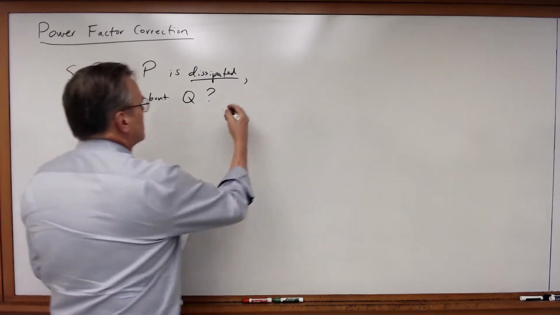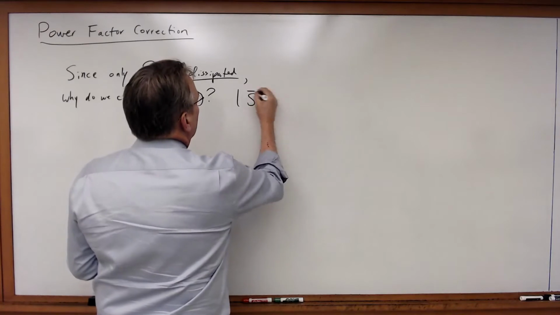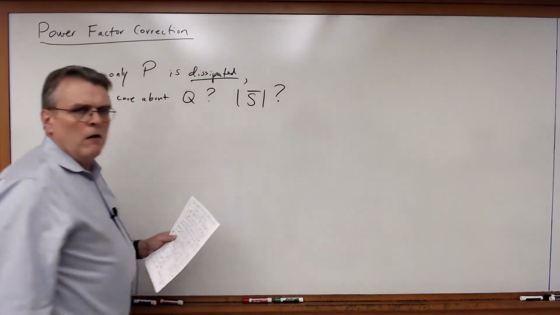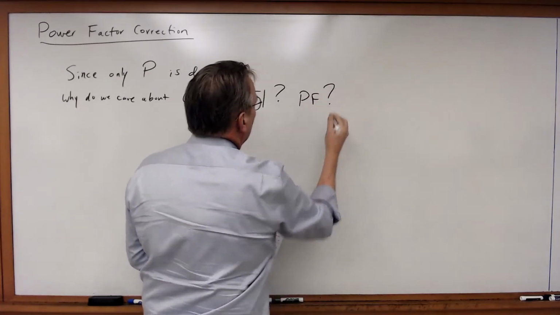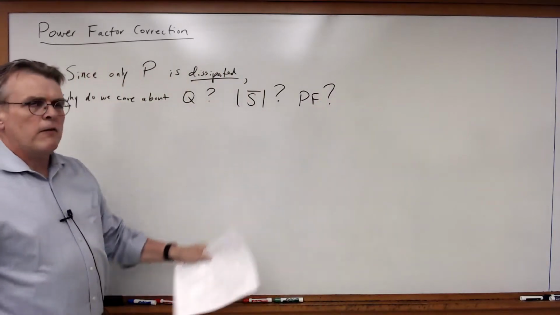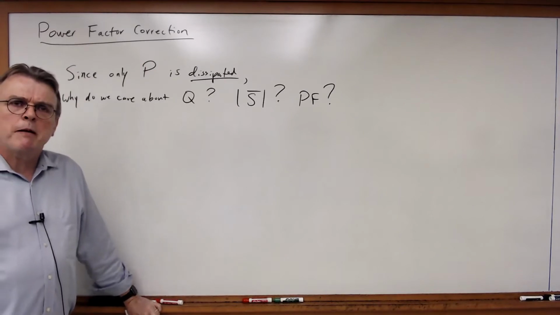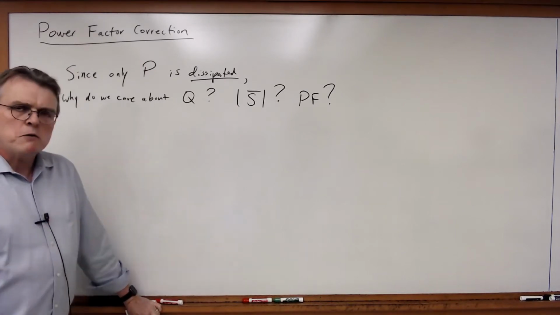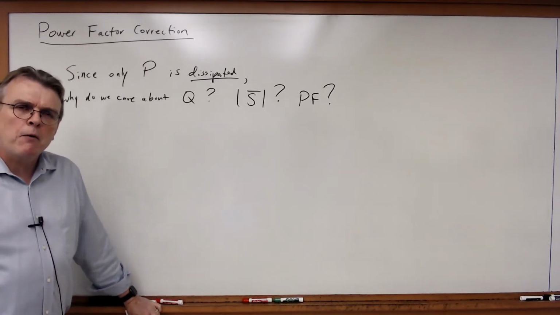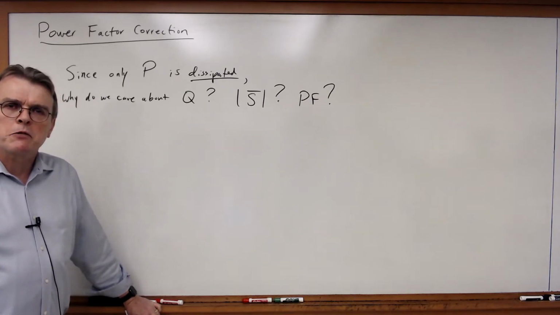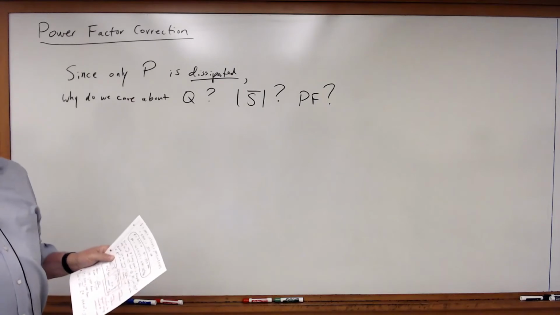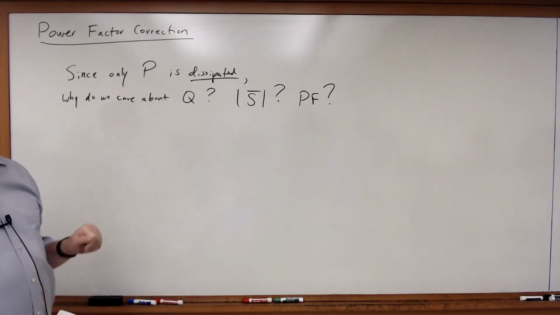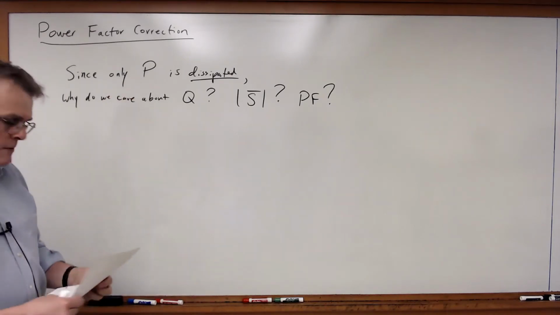Why do we care about apparent power? Why do we care about power factor? All of these came out of our analysis of the complex power equation. Why do those matter to us? Why does the power company keep track of those numbers? Well, let's look at an example to illustrate why all of this is important. Why more than just P matters, more than just the average power matters.